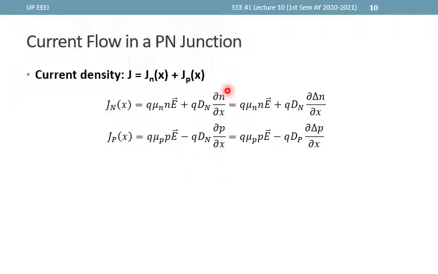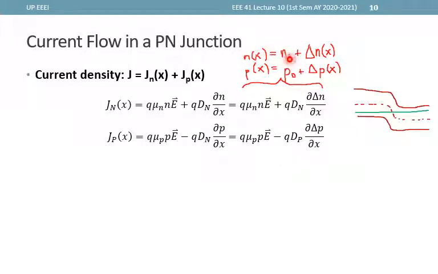Now, in this equation we shifted from the derivative of n to the derivative of delta n, and from p to the derivative of delta p, since these equations right here are only valid when n naught or p naught are constant, which means that it is only valid in our step junction at the quasi-neutral region, because here, even as the device is in thermal equilibrium, the equilibrium value actually varies in this portion. So we'll use only this for the quasi-neutral region.